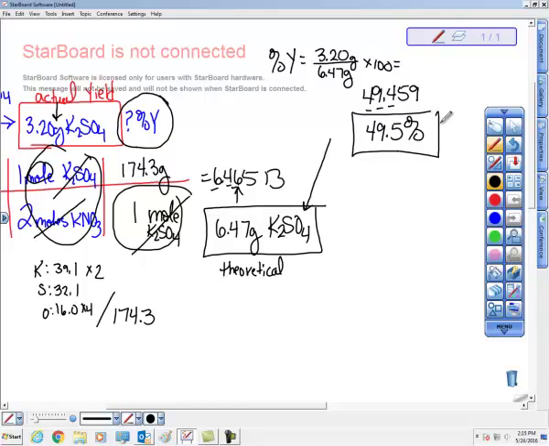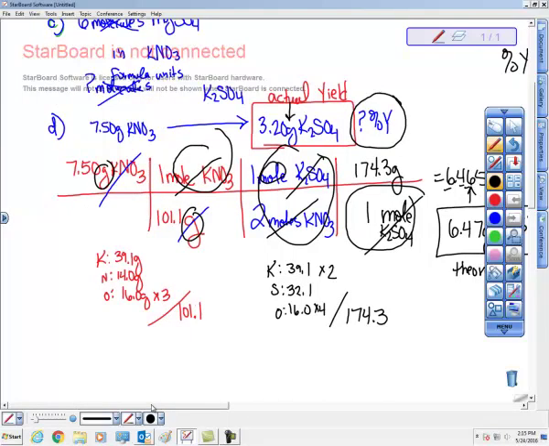16D. Oh wait, that was 16D, I'm sorry. 16E.